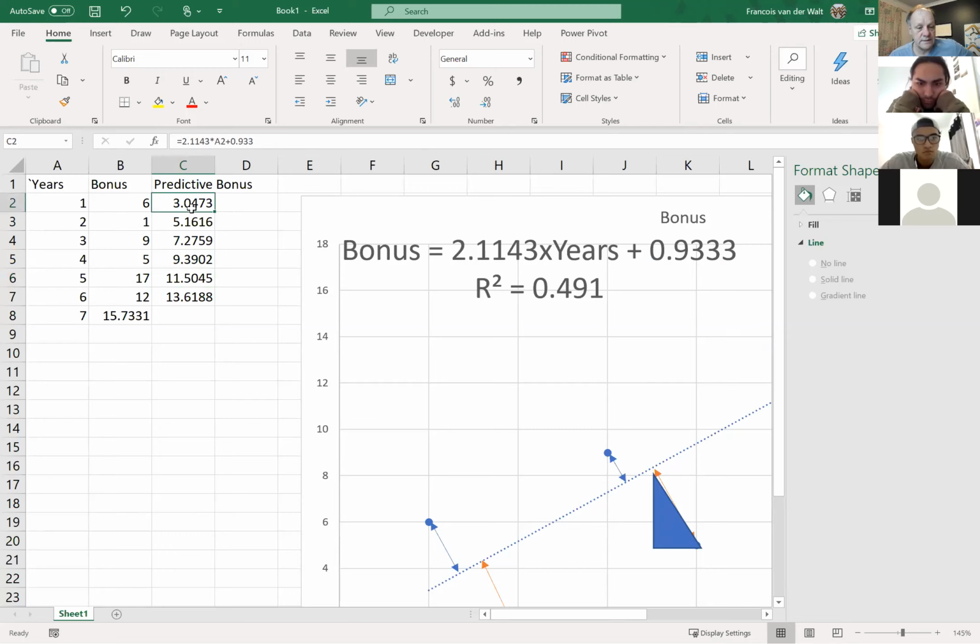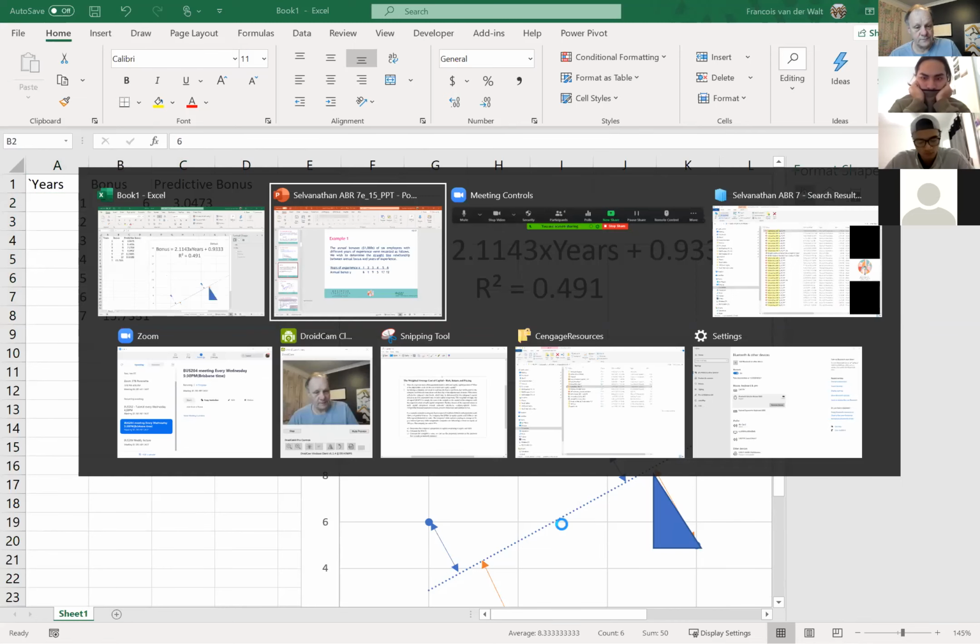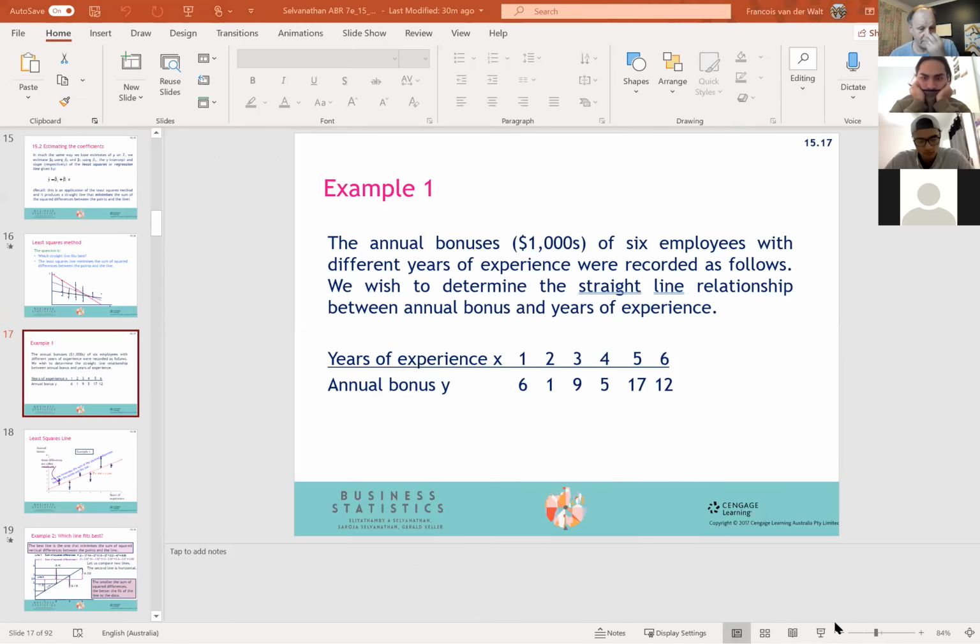so this is the straight line prediction, this must be the bonus based on the year. But this is the actual value. So the bottom line is this line fits in such a way that this distance is 0 if you add it all up. Okay, anyway, let's see if the slides explain it better. Let's go.